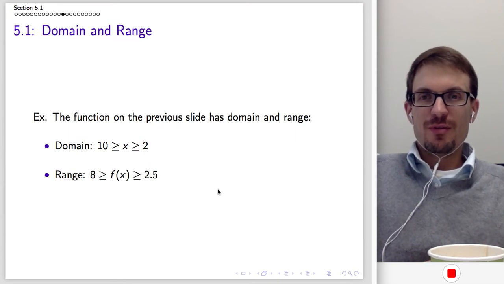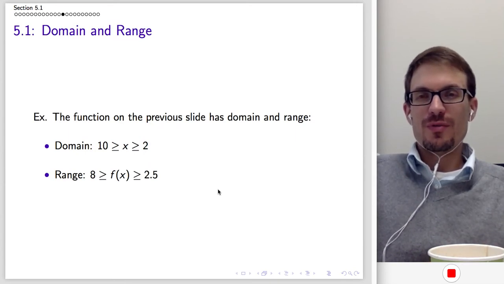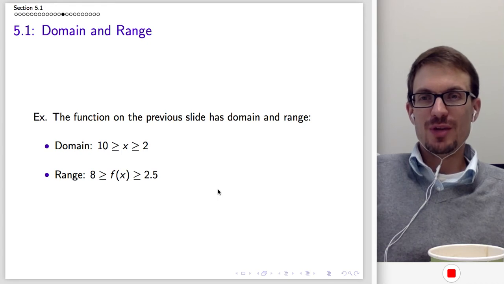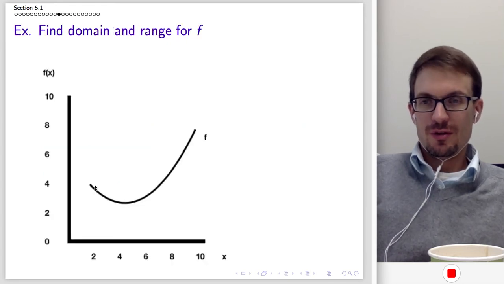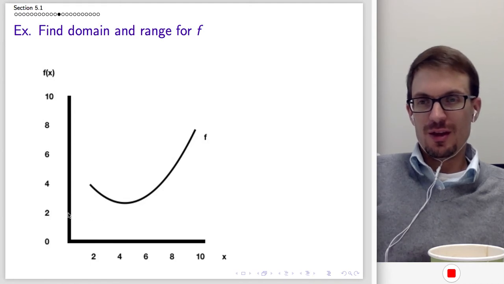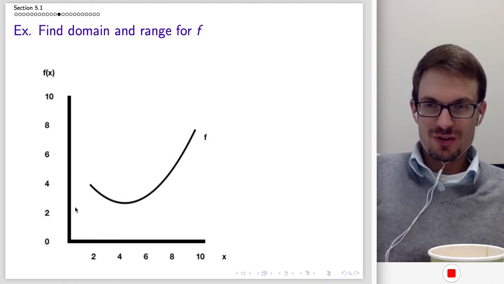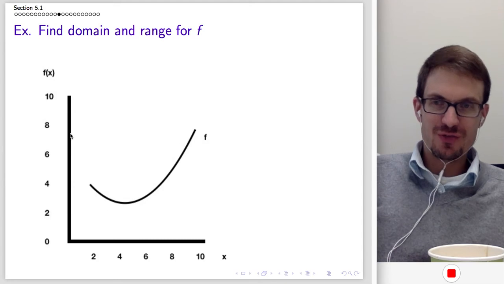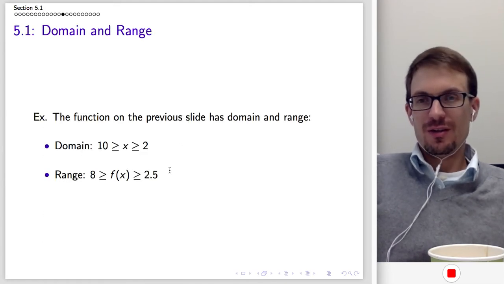All right, so the function from the previous slide has domain between 2 and 10. The domain is x's between 2 and 10. And then what's our range? Our range looks like maybe 2.5 up to about 8.